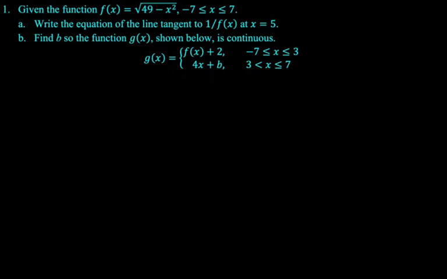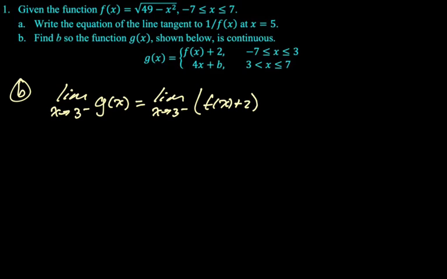We want to find b so that the function g of x shown below is continuous. So continuity at a point means the limit exists, the function exists. For the limit to exist, we need limit from the left equal limit from the right. I'm going to look at the limit from the left and the right. So starting with the limit as x approaches 3 from the left of g of x. When you're to the left of 3, you're on negative 7 to 3, so f of x plus 2. And then if we plug 3 in, we get root 49 minus 9 is root 40, and then just plus 2.